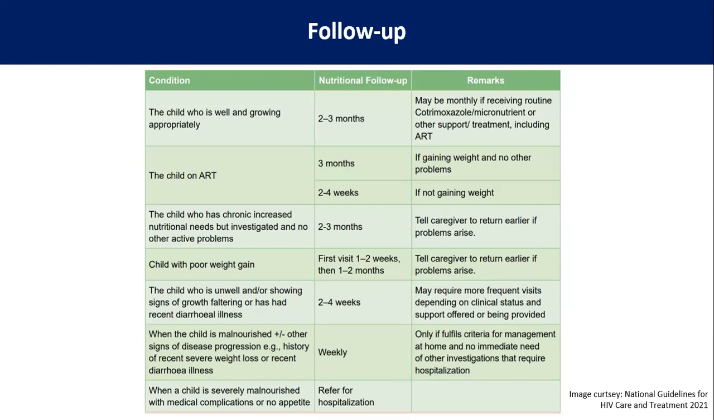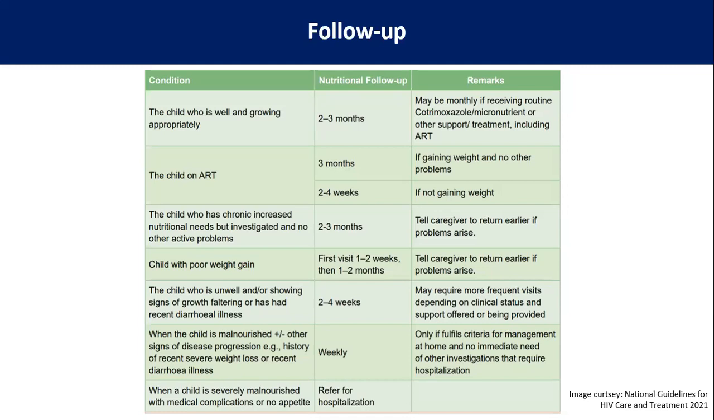A child with poor weight gain: the first visit is made within 1 to 2 weeks, and every time we need to tell the caregiver to return earlier if there are any health problems. If the child is unwell, or showing signs of growth faltering, or has had a recent diarrheal illness, then we need to follow up every 2 to 4 weeks. It may require more frequent visits depending on the clinical status, and we need to provide support.